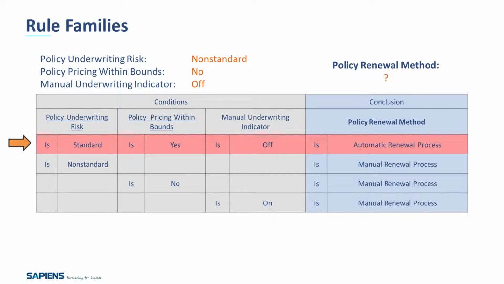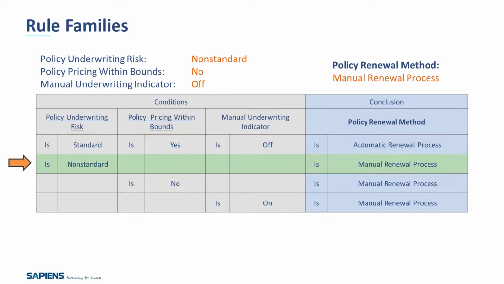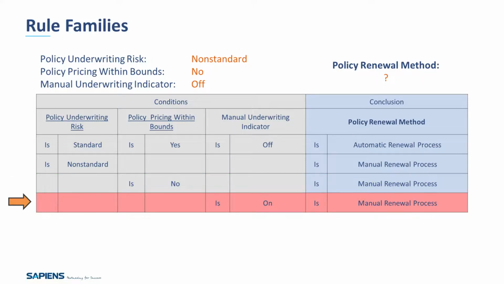For the first row, we can see that with values of non-standard, no, and off, the first row is not true. If we go to the second row, you can see that the first condition is the only one populated on this row, and it has a value of non-standard. So the second row would be considered true. If we evaluate the third row, policy pricing within bounds is the only populated condition, and here the value is no, which is the same as our sample values, and so this row would be true. On the fourth row, manual underwriting indicator is off, and so this row is also not true.